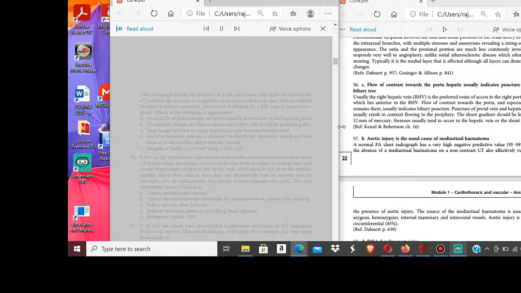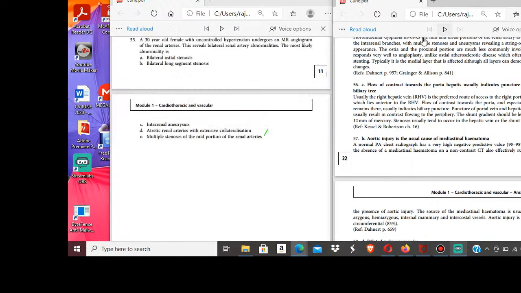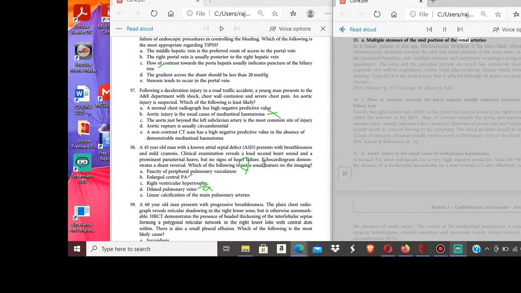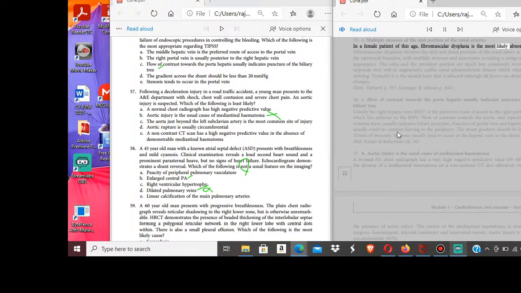Module 1 Cardiothoracic and vascular. C. 55. E. Multiple stenoses of the mid-portion of the renal arteries in a female patient of this age. Fibromuscular dysplasia is the most likely abnormality.